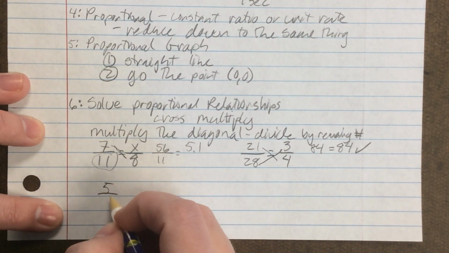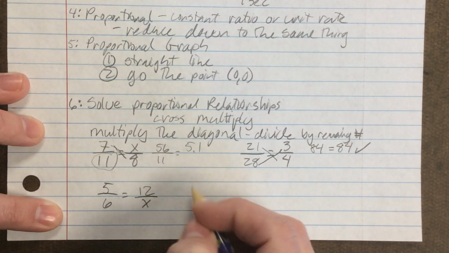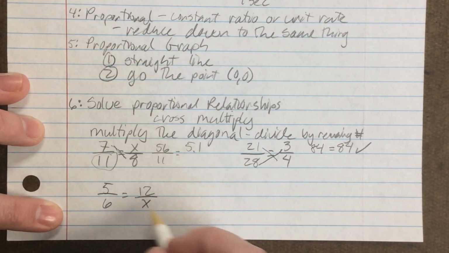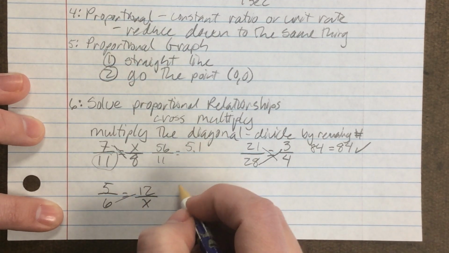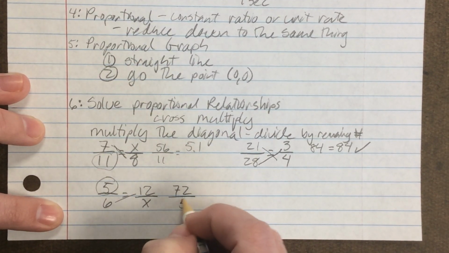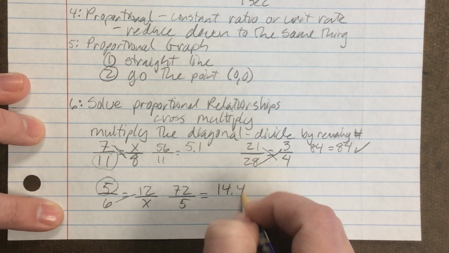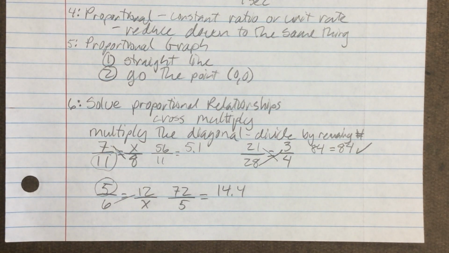One more practice. 5/6 equals 12 over x. And so 6 times 12 is 72. And then we divide by 5. And it comes out to be 14.4 or so. Okay? Cross multiplying, super useful.